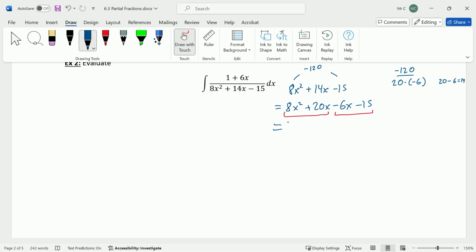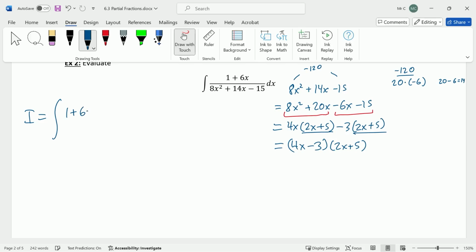I got a common factor of 4 and x, so I get 4x times 2x plus 5. And here the only common factor is negative 3, and I get left with 2x plus 5. So I've got 4x, 2x plus 5, minus 3, 2x plus 5. And so I factor that 2x plus 5 out, and I get left with 4x minus 3 times 2x plus 5. So I can rewrite my integral as the integral of 1 plus 6x over 4x minus 3 times 2x plus 5.